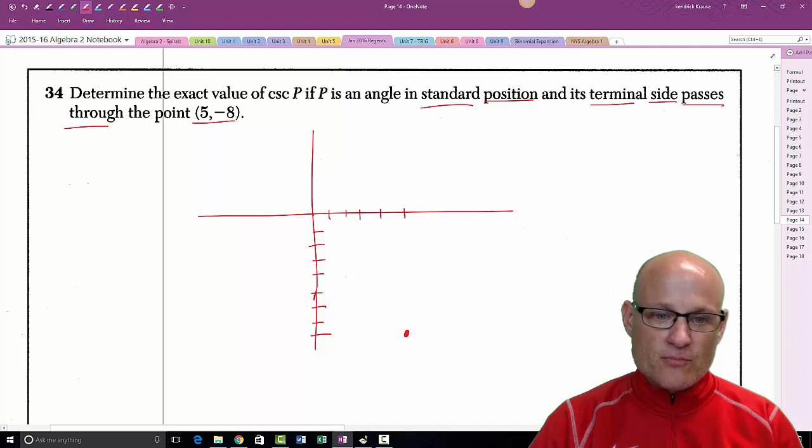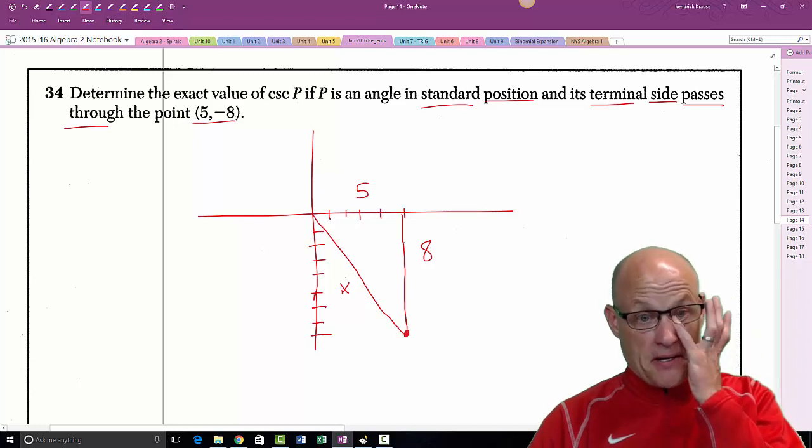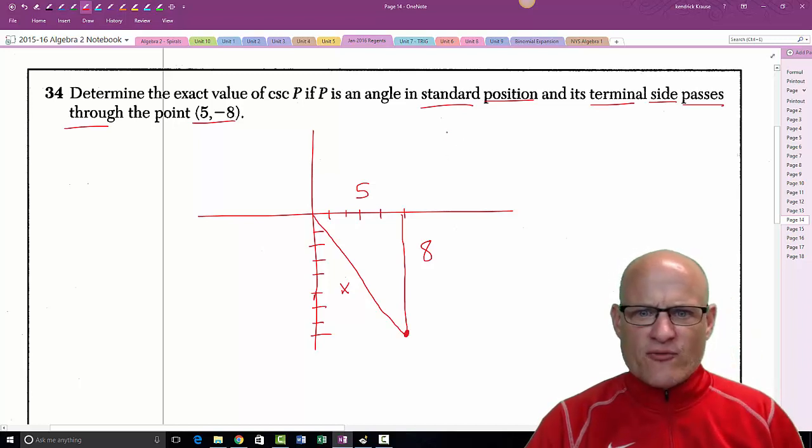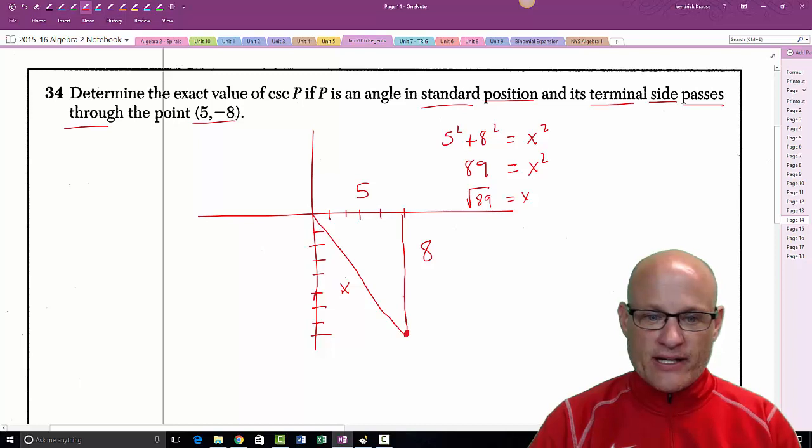So, we're just going to draw a right triangle. Now, I know this is 5. I know this is 8. So I want to find out what this is, x. Do I need that? I do need that. So 5 squared plus 8 squared equals x squared. That's 64 plus 25. What is that, 89? 89 is equal to x squared. That means x is equal to the square root of 89.